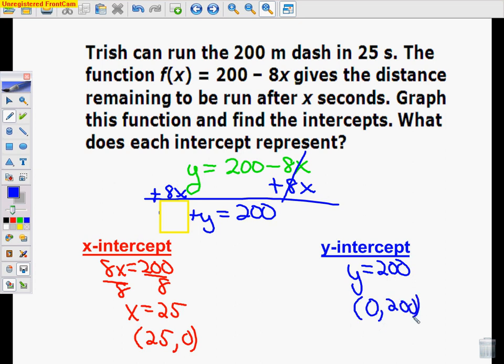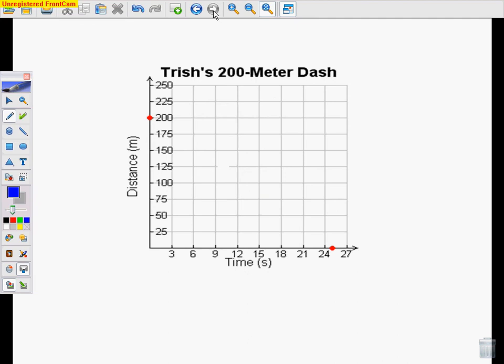Now this one does say graph the function. So I'm just going to go to this next slide here, and I've already pretty much prepared my graph. So we had a y-intercept of 0, 200, and the x-intercept of 25, 0. So those are those points there. And now we just need to connect the dots. So we'll connect this to this.